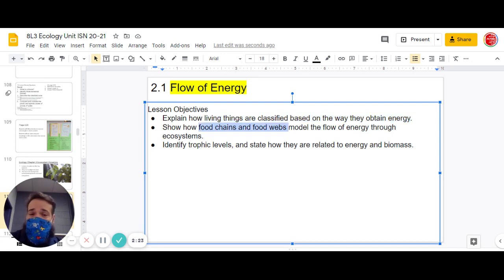And this particularly is very important. That is a specific standard in your state objectives for the 8th grade science EOG. So, yeah, we need to know this. Identify trophic levels and how they're related to energy and biomass.